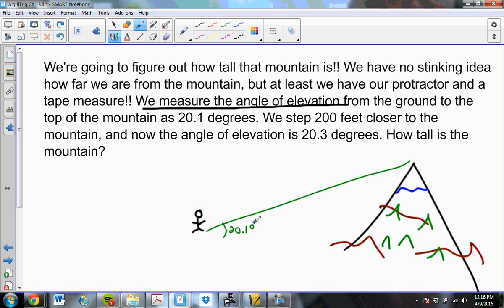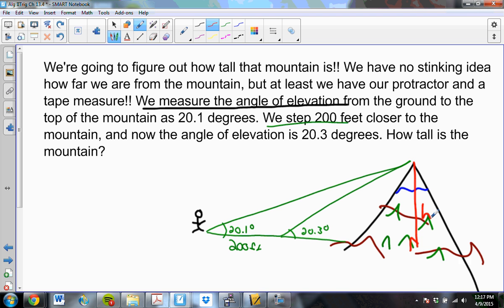Then we step 200 feet closer. So we walk 200 feet closer, and my picture is going to be extremely inaccurate, but don't worry about it. This distance here is 200 feet, and this angle was 20.3 degrees. And armed with just those three measurements, two angles from the ground and a distance from one to the other, we can try and find this height h, the height of that mountain.